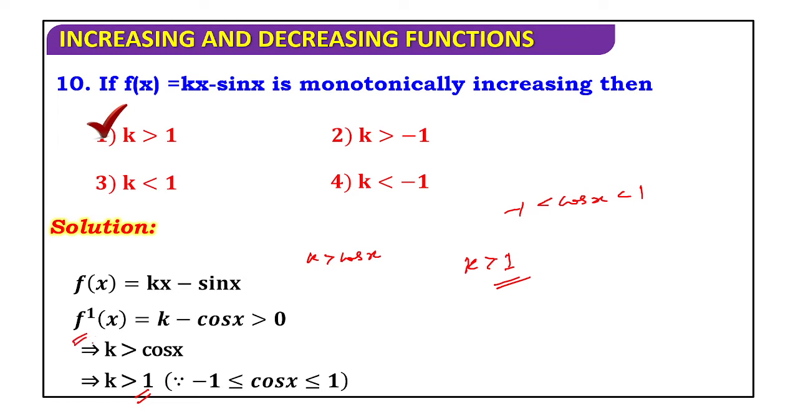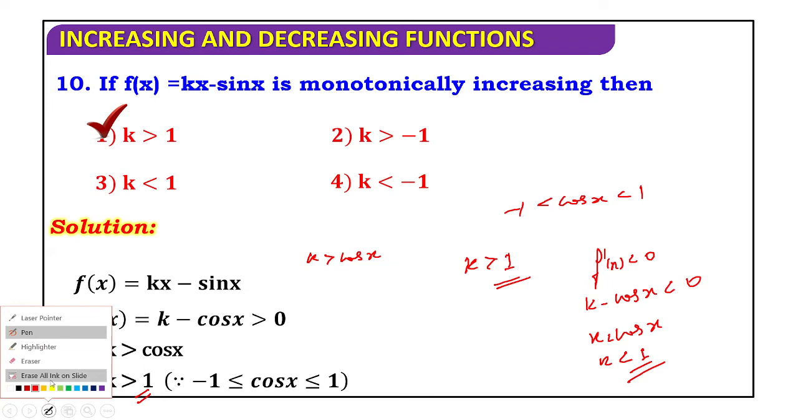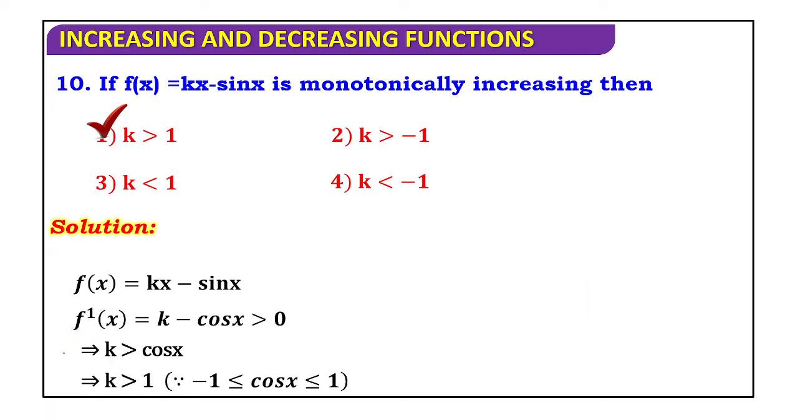Because f dash of x is greater than 0, then only it is increasing. If they ask decreasing, you should take f dash of x is lesser than 0. Then it is going to be k minus cos x is lesser than 0. You can take k is lesser than cos x, and k should be lesser than minus 1. Okay, for decreasing. Clear? But here they have mentioned only increasing. That's why k must be greater than 1 for the increasing function.